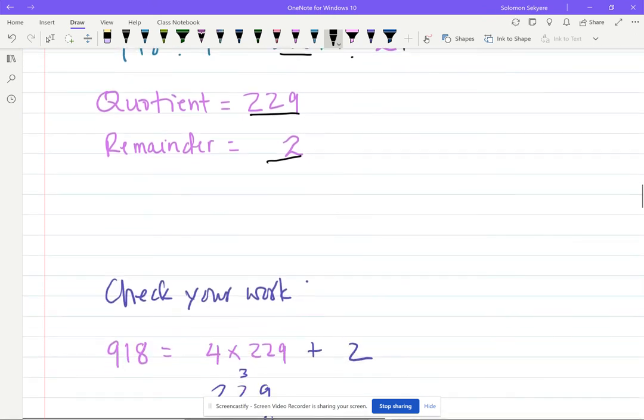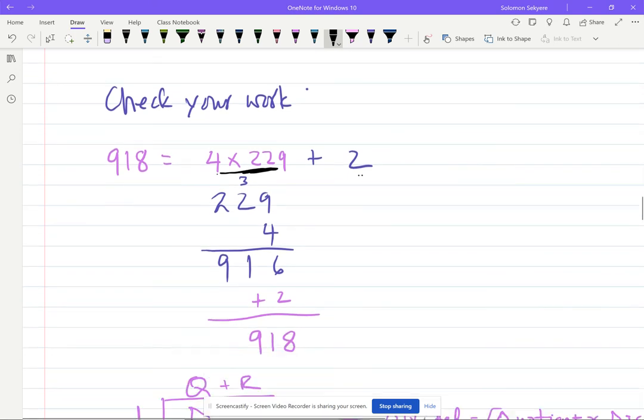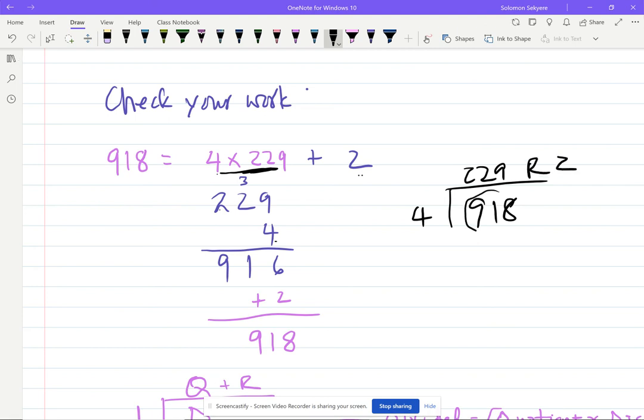We need to check our work to see we did the right thing. How do we check? Okay, we multiply our divisor 4 by 229. And since we had a remainder of 2 left, we need to come back and add it to it. So your quotient times the divisor, 229 times 4. We have 918 here, divided by 4. You have 229, remainder 2. How do we get this number? It is 229 times 4.